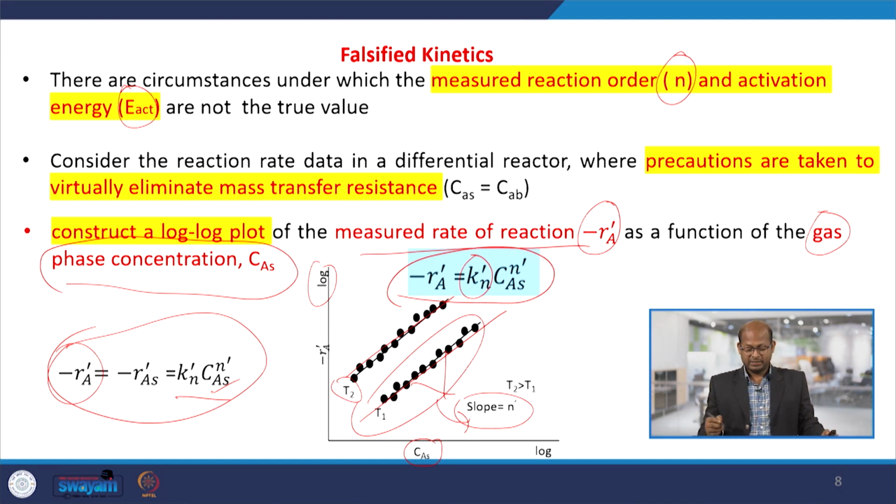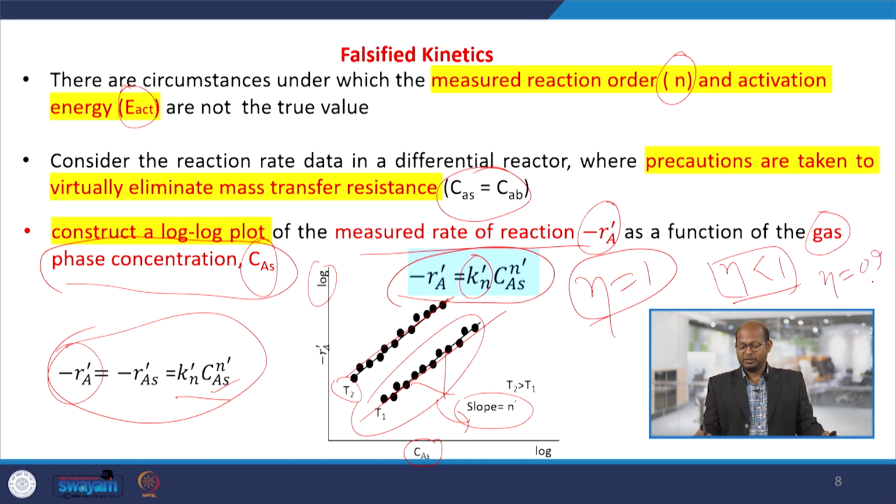So, what happens here? In this case, normally using the surface concentration or bulk concentration, both are the same in most cases, and eta equals 1, so most of the cases we consider that. But when diffusion is there, eta may not be 1, it should be less than 1. It has some value, maybe 0.9, 0.8, 0.6 like that.